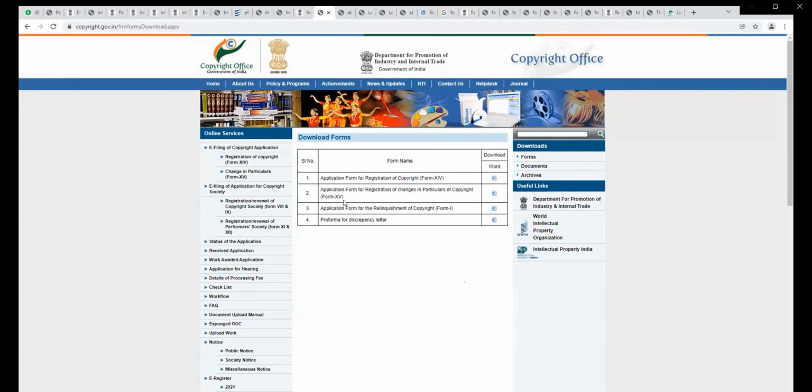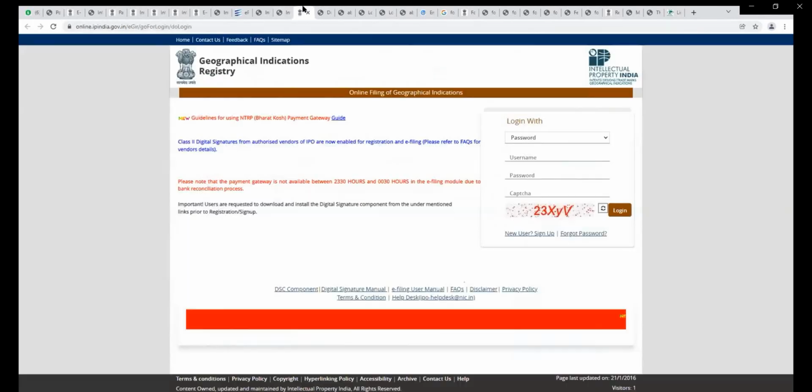Somebody has asked, I think, about how to register the copyright. So application for change in particulars is form 15, and the application for the relinquishment of copyright is form 1, and the proforma of discrepancy letter that is issued by the examiner. So every proforma is there, every form is there. This is the DPIIT copyright section.